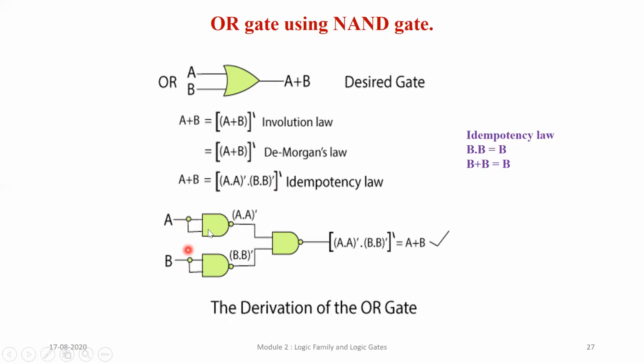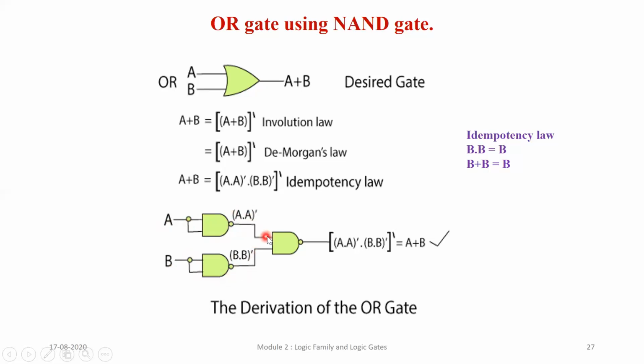Okay. So same input I'm giving to my NAND gate, same input I'm giving to my second NAND gate. So I'm getting A dot A complement, because here both inputs are A. So instead of A dot B complement, I get A dot A complement. Keep it as it is. Here both the inputs are B, so B dot B complement. Okay, so this is my first step of NANDing.